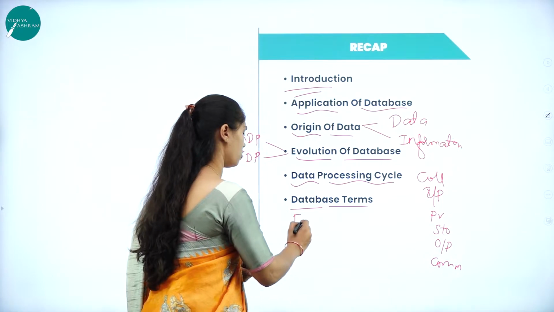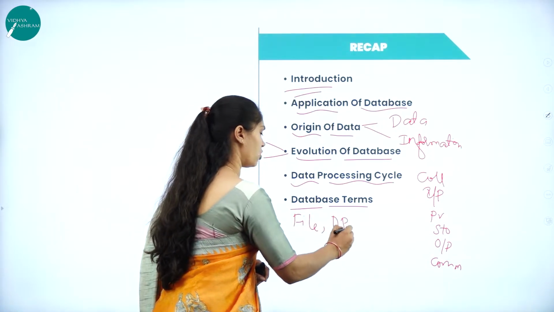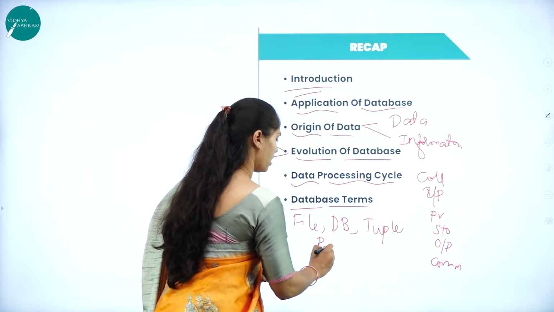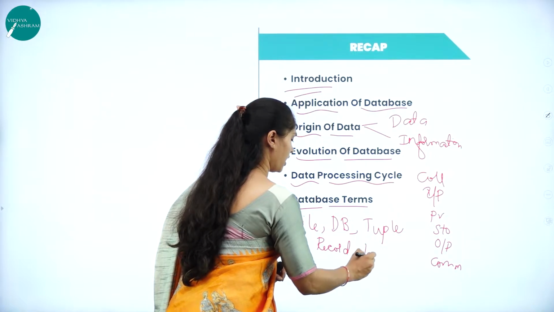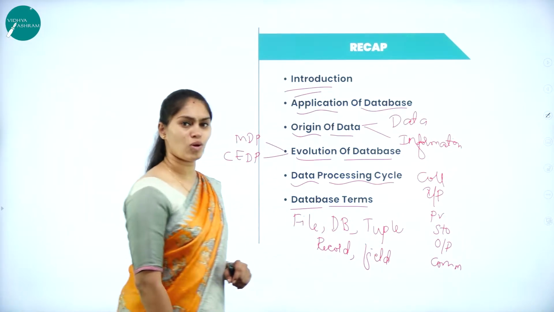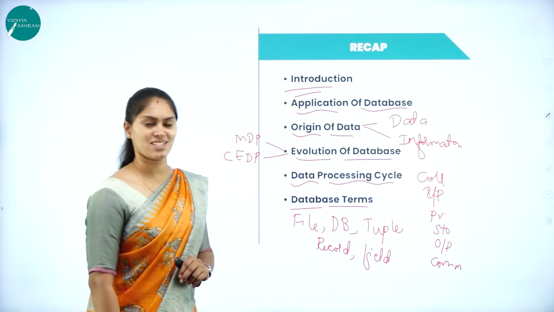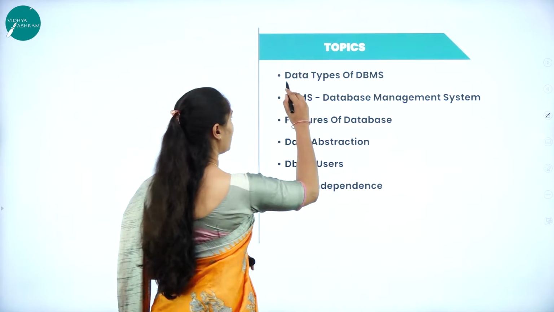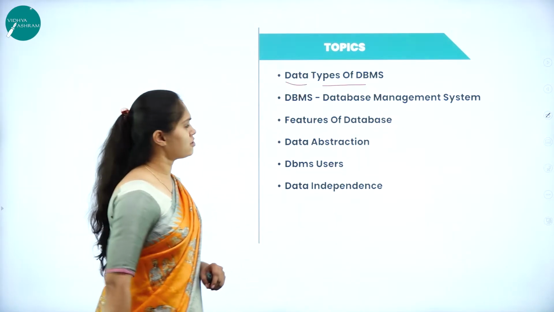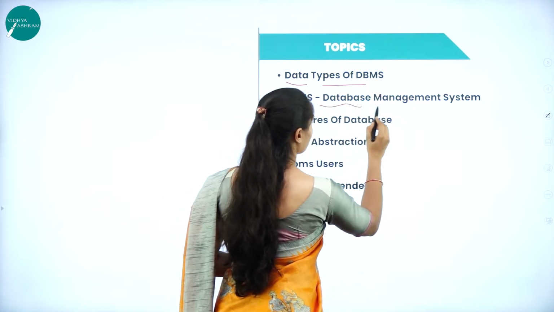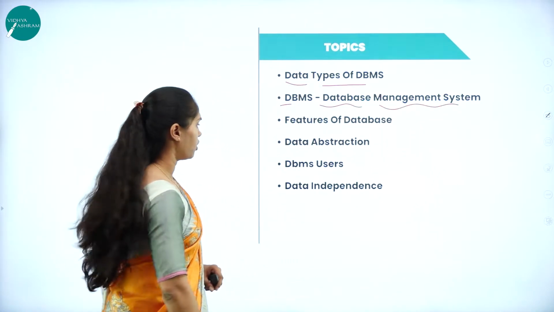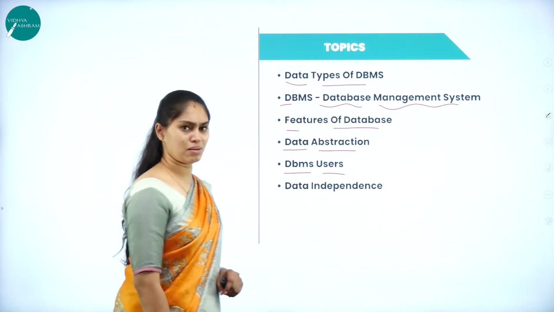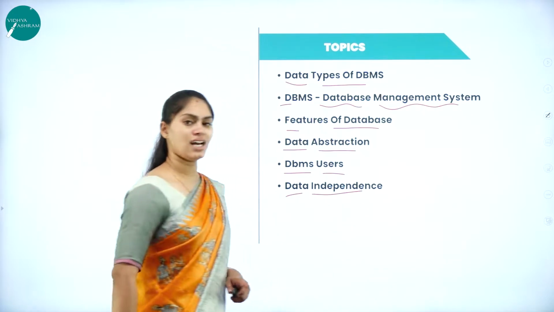And also we learned some of the terms related to database. So that includes file. So what do you mean by database? And also we discussed what is table, what is tuple, what is record, what is domain, what is field. So what is an entity? Those are the terminologies that I discussed in the last session. So in today's session, we will get into the data types of DBMS, and also we will learn about the DBMS, that is database management system, and also features of database, then data abstraction, who all the DBMS users are, and we'll see about data independence.